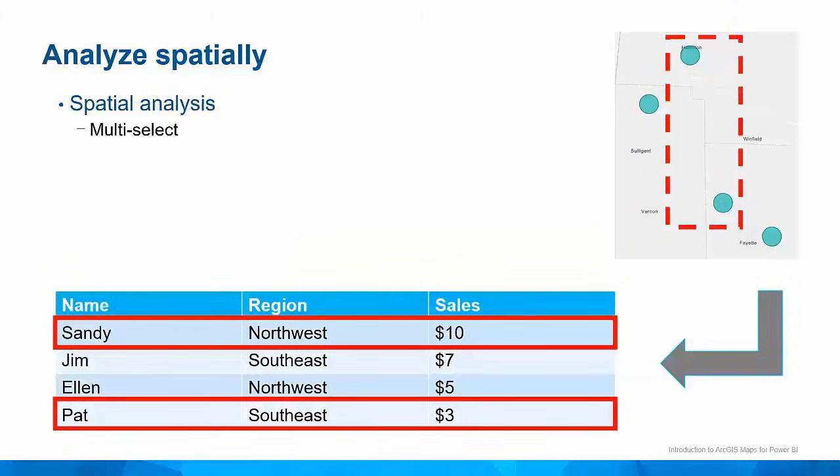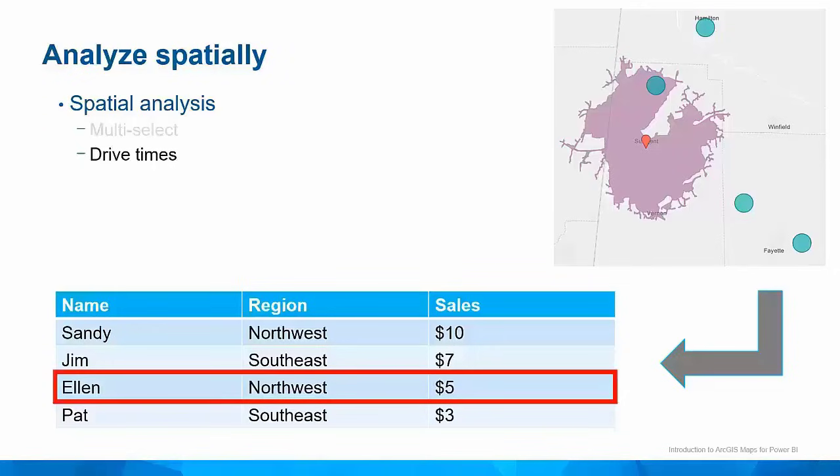ArcGIS maps allow you to perform spatial selections to analyze your data in a new way. Analyze your data by where they are or what they're in proximity to. Multi-select allows you to draw a box on the map and select the locations inside the box. The records don't have to have any attributes in common, yet they can be part of the same spatial selection due to their proximity to each other.